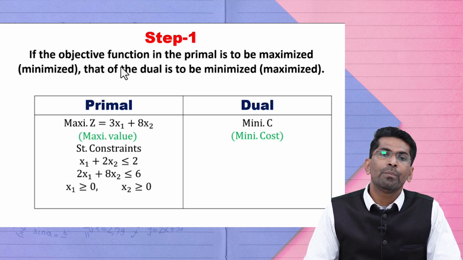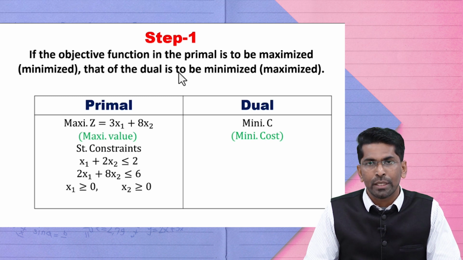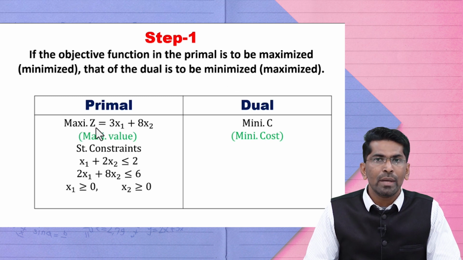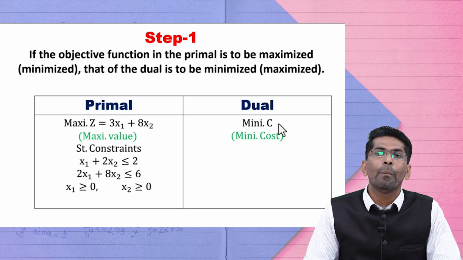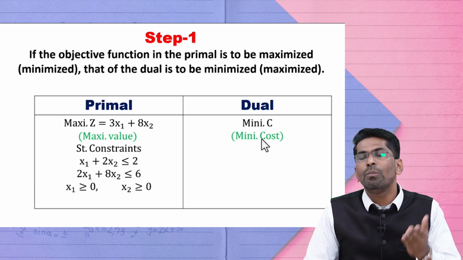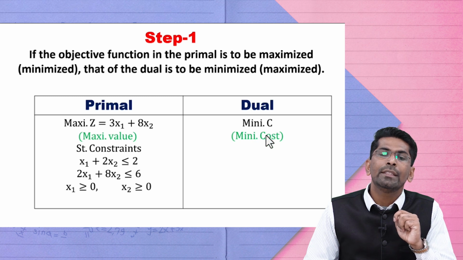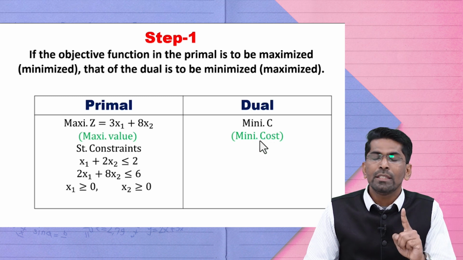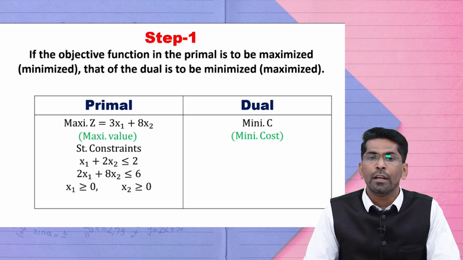See, as the first step we discussed, if our objective function in the primal problem is maximization, then its dual will be minimization. So here we have a maximization problem, for example maximization of profit. Then here we want to minimize, for example minimization of cost. So our objective function is changed. Earlier it was maximization of profit, now in the dual it is the minimization of cost. So this is the preliminary step toward the conversion of a primal problem into a dual problem.